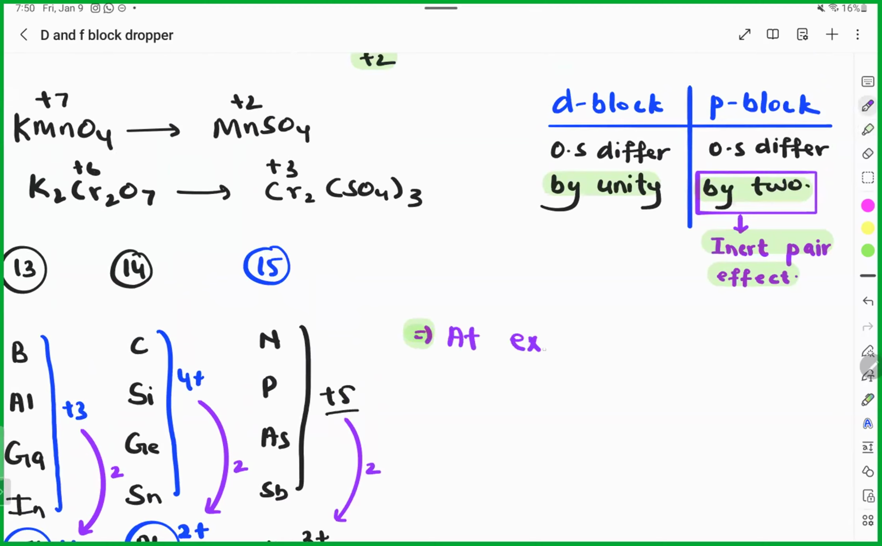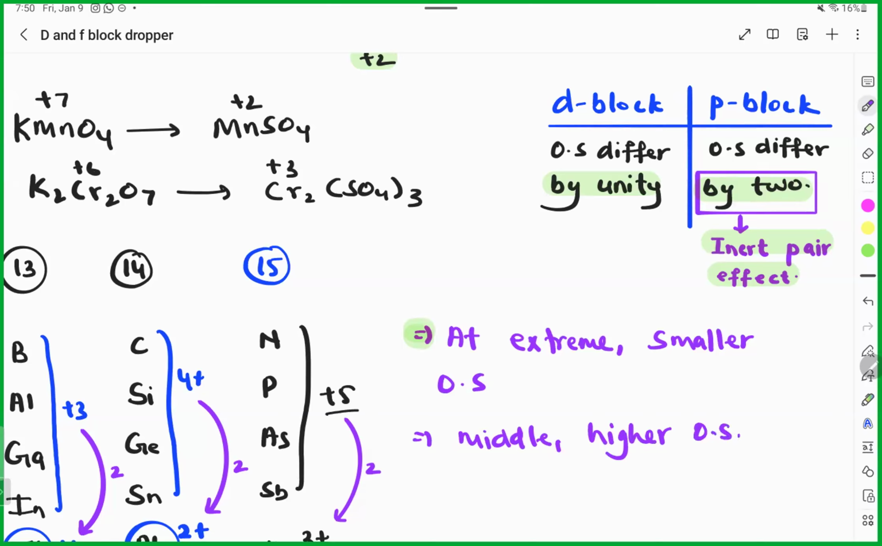You can also write that at the extremes you have smaller oxidation states, but in the middle, higher oxidation states are also there. Any doubt?